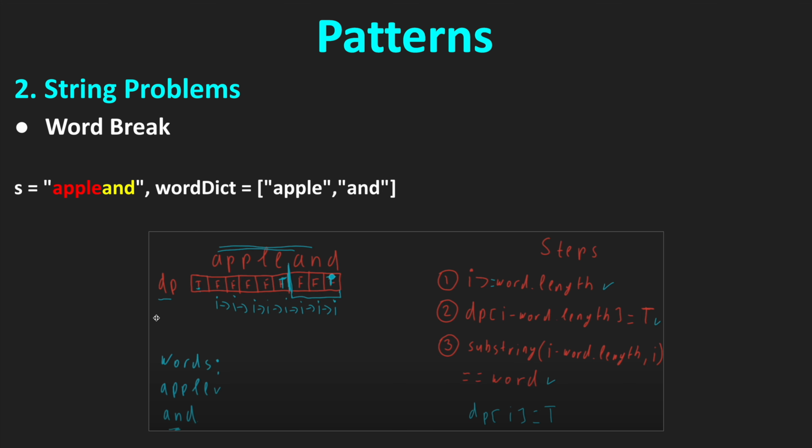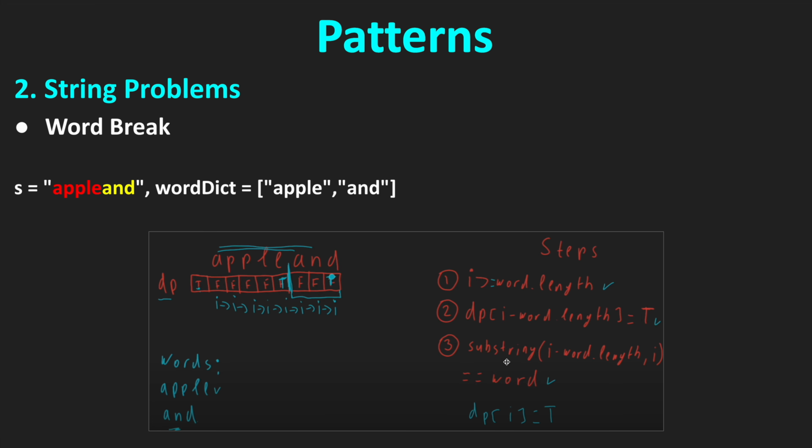So let's say that we are at this position, so we are going all the way to apple, right? So we are checking the first check, if I is equal to or more than the word length. Yes, it is, because in this case, for apple, and also for and, it's more than the word length, right? So that's the first condition.